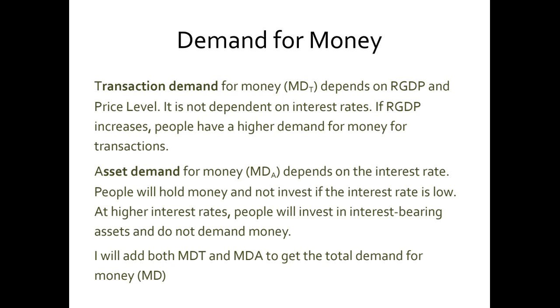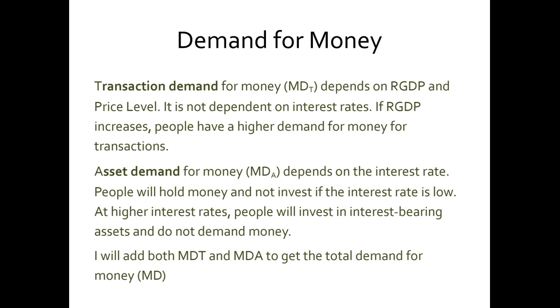So there are only two factors, real GDP and price level, that will determine transaction demand for money. Asset demand for money depends on the interest rate. People hold money and not invest if the interest rate is low. So if interest rate is very low, for example, if you are planning to buy government bonds and interest rate is very low, so you tend not to buy. It means you are keeping more money for asset demand.